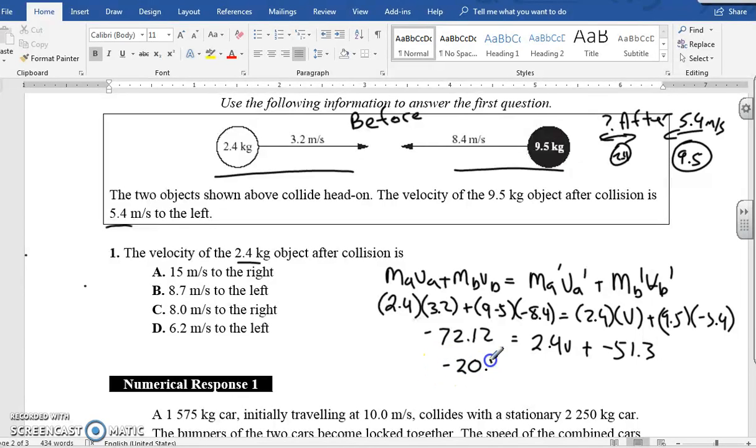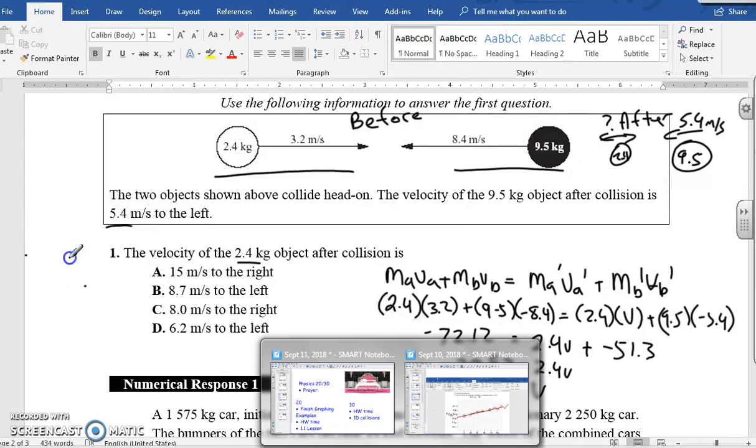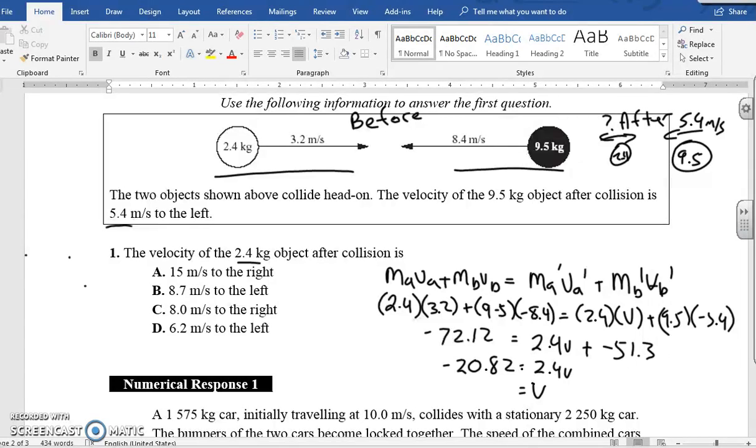So negative 20.82 is equal to 2.4 V, and dividing both sides by 2.4 will get you a final velocity of negative 8.67 meters per second. That negative is indicating to the left, therefore the correct answer here is B.